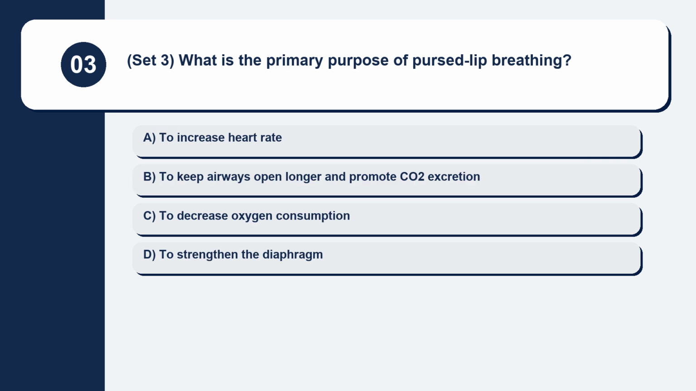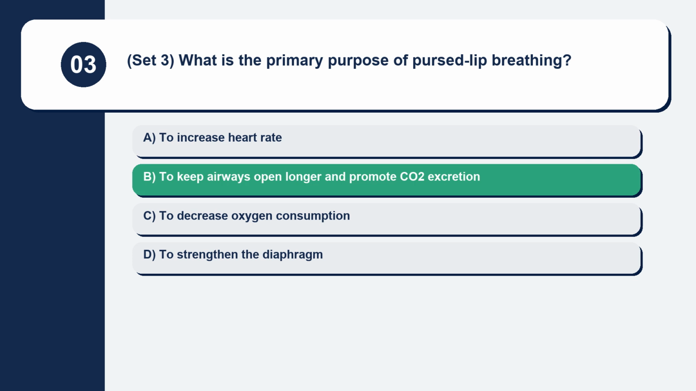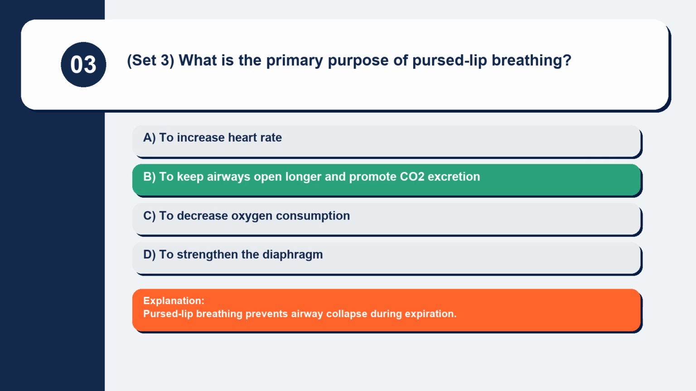Question 3, Set 3. What is the primary purpose of pursed lip breathing? To increase heart rate, to keep airways open longer and promote CO2 excretion, to decrease oxygen consumption, to strengthen the diaphragm. Pursed lip breathing prevents airway collapse during expiration.